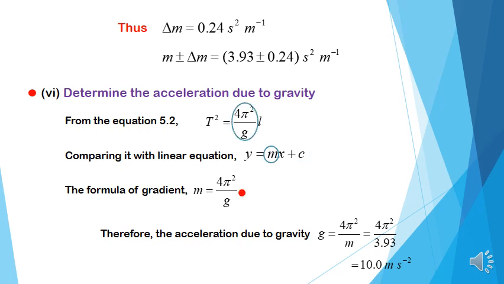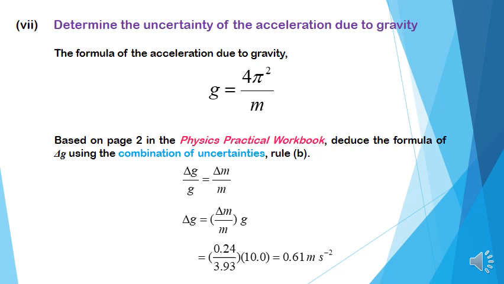Rearrange this formula to get the acceleration due to gravity, which is 4 pi squared over m. Then substitute the value of the gradient 3.93 into this formula. As a result, the acceleration due to gravity is obtained as 10.0 meter per second squared. It has been rounded off to the least number of significant figures, which is 3.